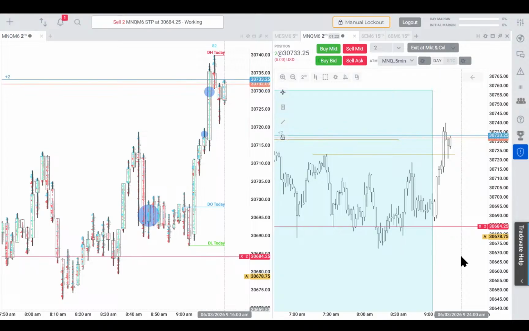Stop filled. You're filled. What's the entry? The entry is 30733. Where's your stop? 30684. That's 49 points. Targeting where?